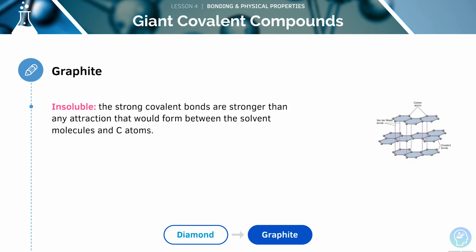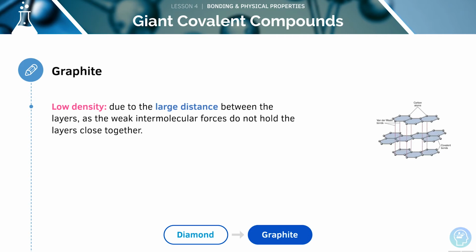Here, we can see that graphite does not dissolve in any solvent. The strong covalent bonds are stronger than the attraction that would form between the solvent molecules and carbon atoms. It is insoluble in water and organic solvents. Graphite has a low density because the distance between the layers is large. As the layers in graphite are held together by only weak intermolecular forces, the layers will be found far apart.